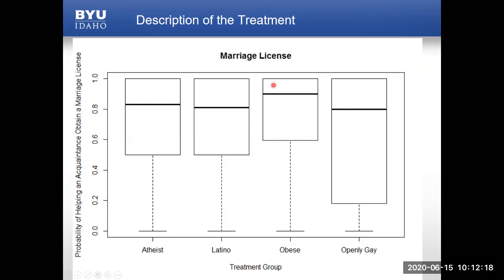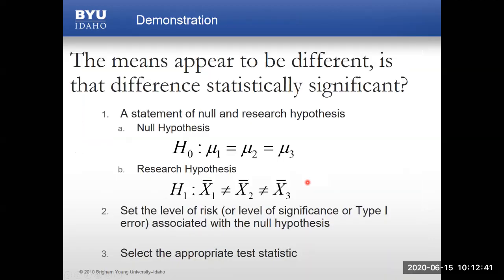You see that obese has the highest median willingness to help their friend get a marriage license, right? So if you're fat like me, people seem to be happy to try to help you get married. They're very excited. Somebody said yes, let's go help them get married. But you see on openly gay, there were more people that were hesitant about wanting to help their friend get a marriage license.